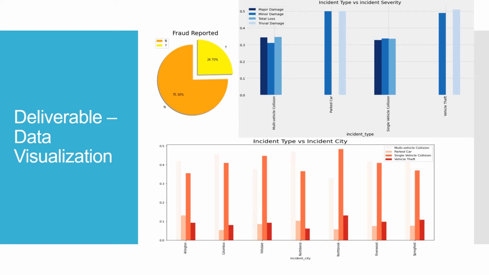The second one is incident type with incident severity. We have four types of incident. I was just trying to know the different types of incidents we have. The last one, incident type with incident city. This graph is just to explain the types of incidents we have in the different cities.